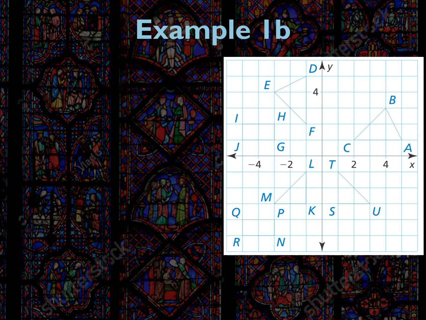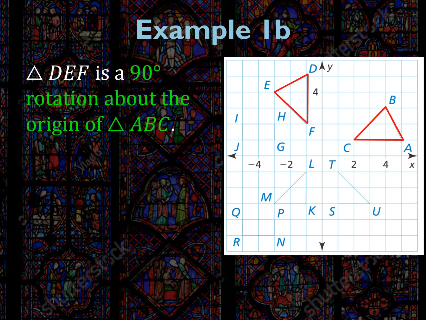Finally, we have triangle ABC and triangle DEF. If you notice, triangle DEF is a 90-degree rotation about the origin of triangle ABC. If you were to rotate your paper, you would see that the points match up. So triangle ABC is congruent to triangle DEF. Again, rotation is a rigid motion.